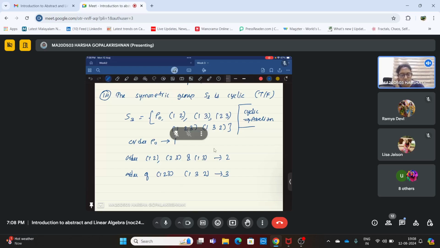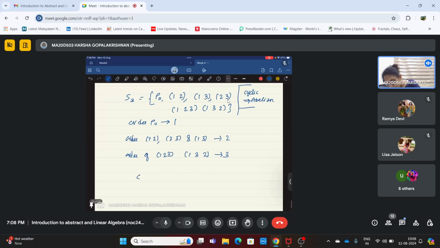So from this we can say it is not cyclic, because if it is cyclic, there should exist some rho such that rho generates the whole S3. But whatever the rho I am taking, either after 2 times multiplying or 3 times doing the composition, I will end up in the identity. So I am not able to generate all the elements.